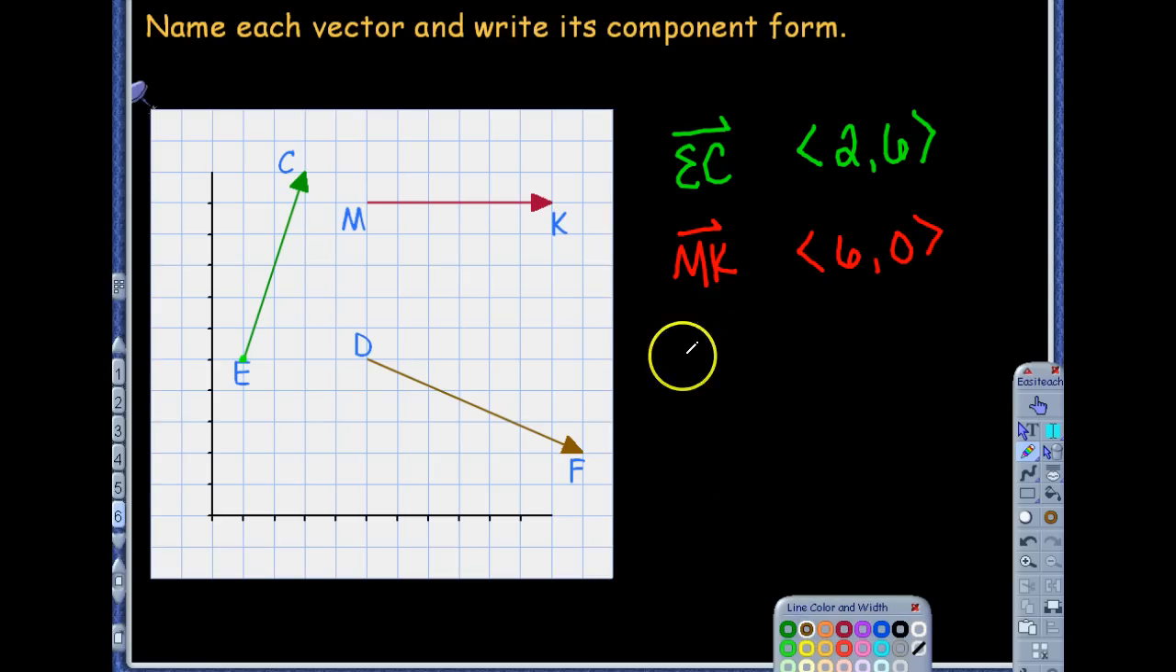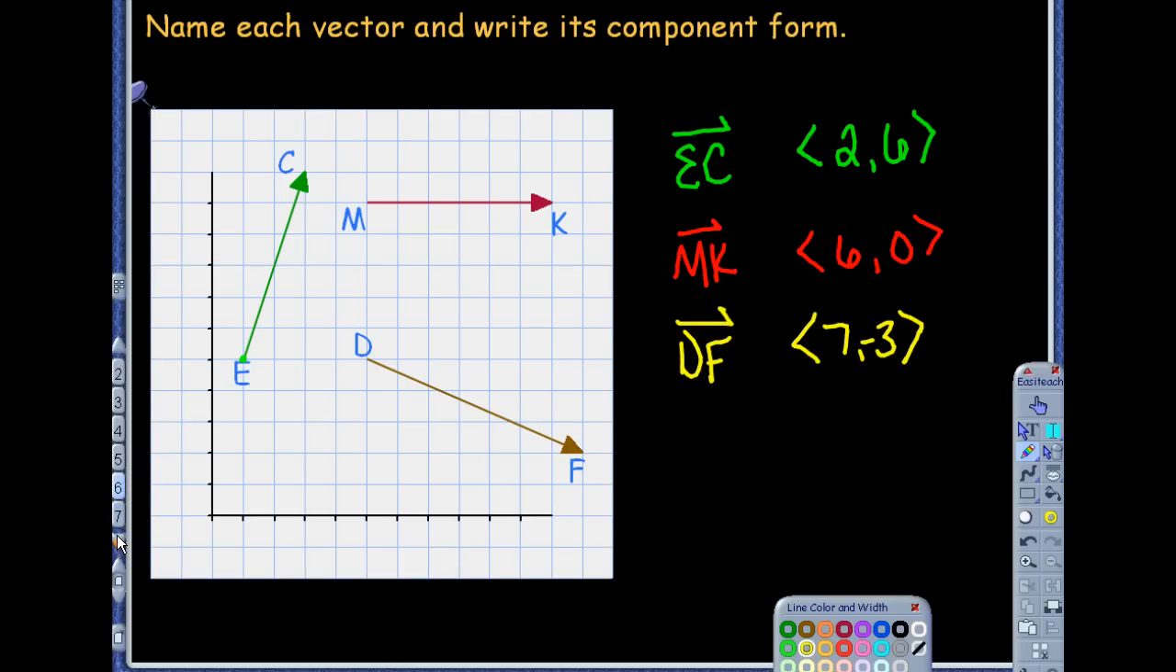DF. I don't have a good color for that. Okay. And the component, or the little vector symbol. And the component form went to the right 1, 2, 3, 4, 5, 6, 7. And down 1, 2, 3. So -3. Yes. Awesome. So we can name vectors.